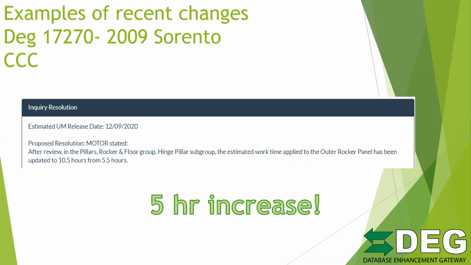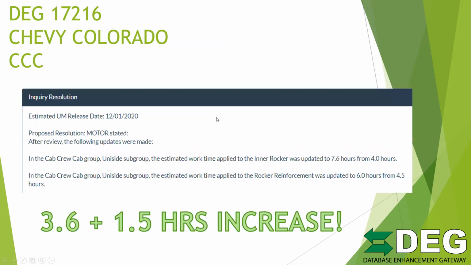So you can see that was a 5-hour increase, all by submitting an inquiry because someone confirmed that the time didn't seem correct in the database for that replacement operation. So we have a 5-hour increase on a single component in CCC on a rocker panel. Another one was a recent inquiry on a Chevy Colorado.